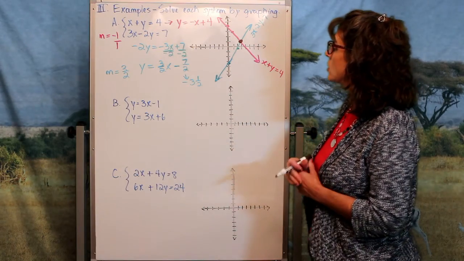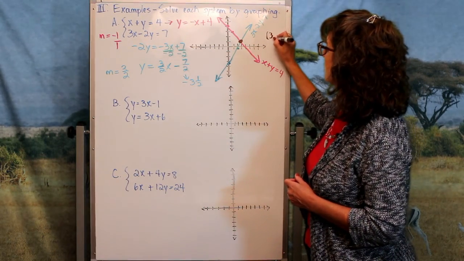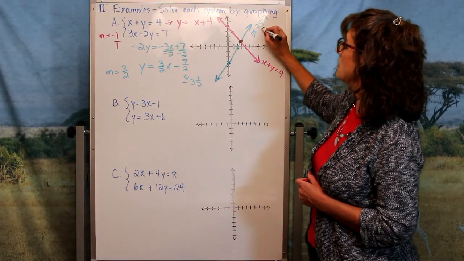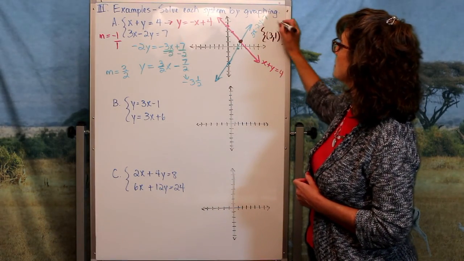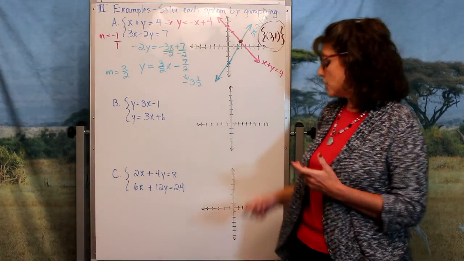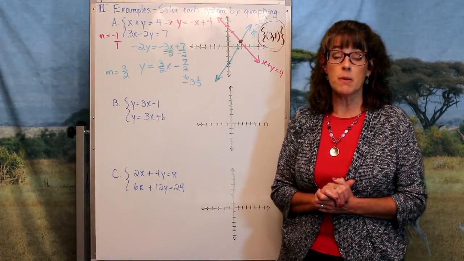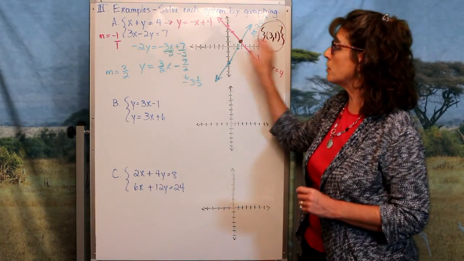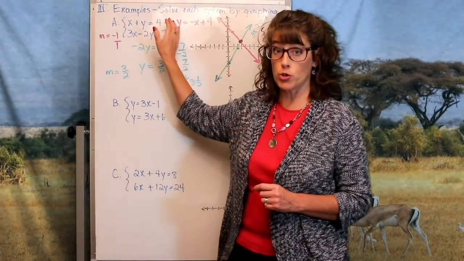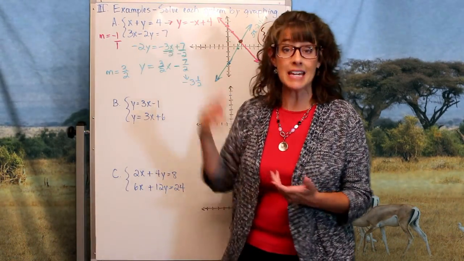Well, it appears that those coordinates are going to be 3, 1. So that is going to be my solution to my system, 3, 1. Now, I need to check it, because think about this. If this is a solution to the system, what it means is I should be able to put the 3 and the 1 here, come up with truth. I should as well be able to put the 3 and the 1 here, and again come up with truth.